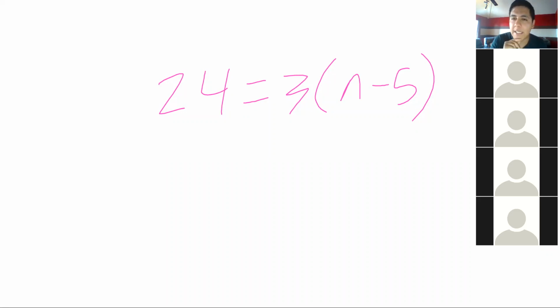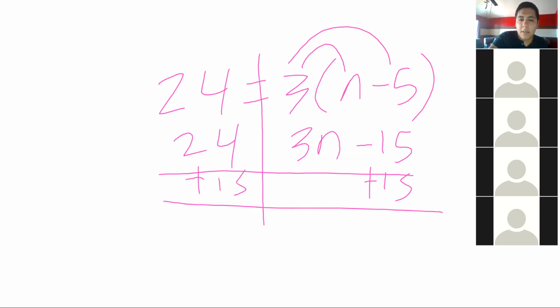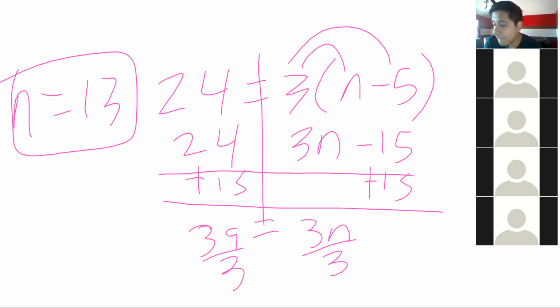So when we have parentheses, we want to make sure we distribute first. Okay? So 3 times n, that's 3n, and then 3 times -5 is -15. From there, same steps: plus 15, plus 15. That's 24 plus 15 is 39. And then we divide both sides by 3. As I said, almost always our last step is to divide, right?